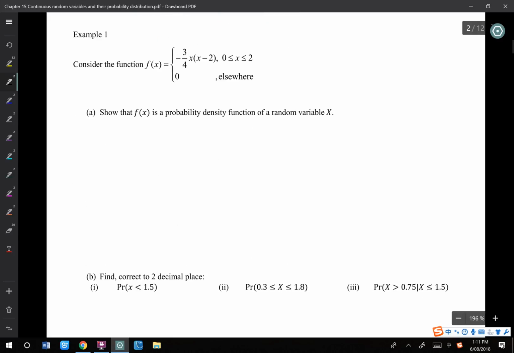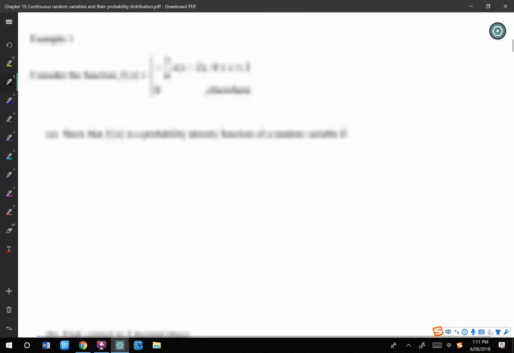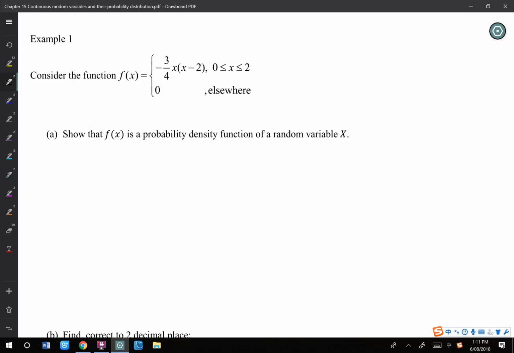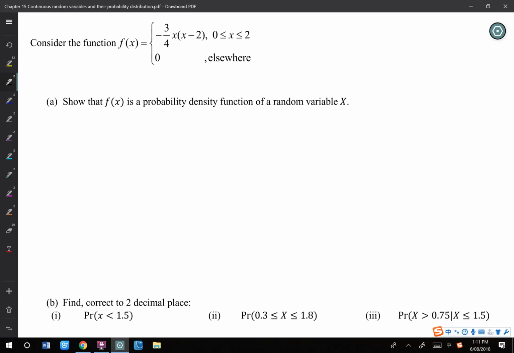Let's have a look at example 1. Consider this function. What function is that? Quadratic. The quadratic is only available from 0 to 2. This function is only useful for 0 to 2, so it's 0 elsewhere or otherwise. The first question asks you to show f(x) is a probability density function for a random variable x. Obviously, your x can only take values from 0 to 2. That's the possible values for x.